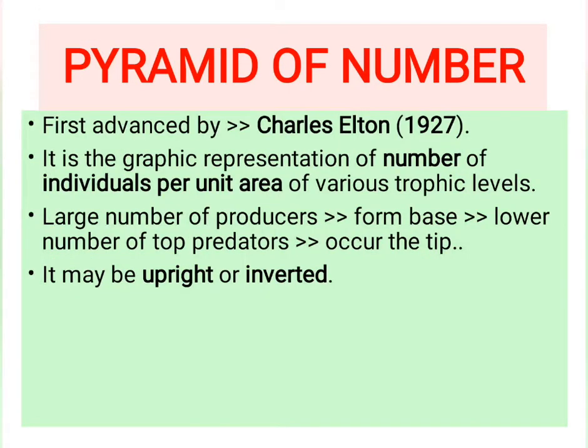Pyramid of number. This concept was first given by Charles Elton in 1927, so it is also called Eltonian pyramid. It is the graphic representation of the number of individuals per unit area of various trophic levels. A large number of producers tend to form the base, whereas a lower number of top predators or carnivores occupy the tip. It may be an upright or inverted type of pyramid.